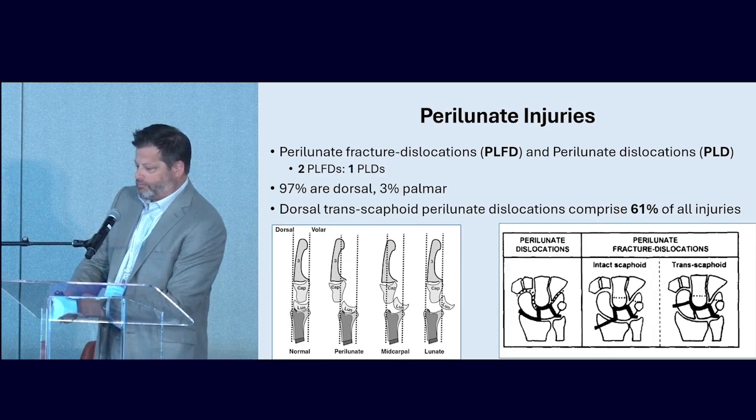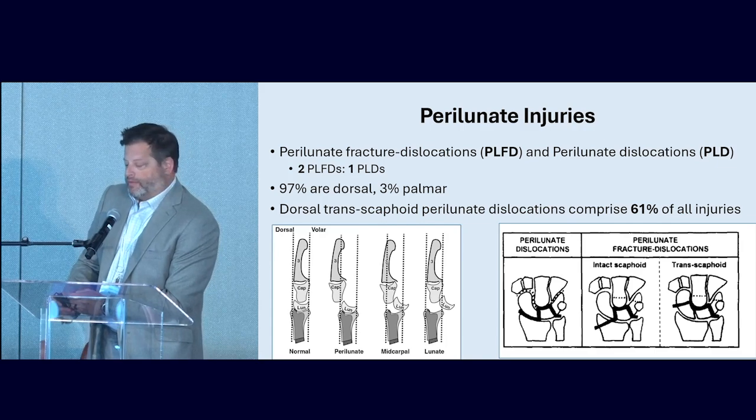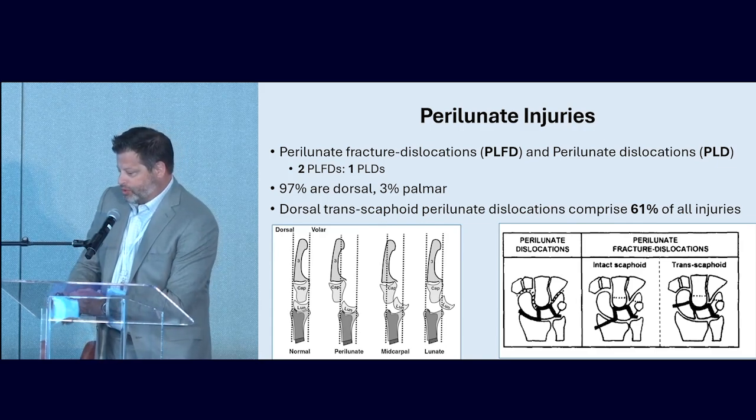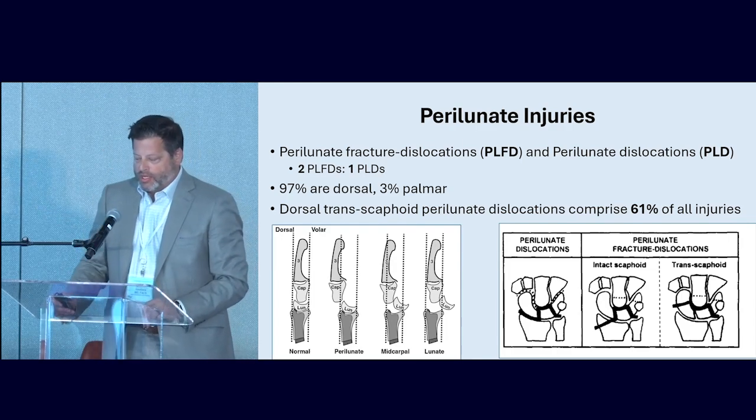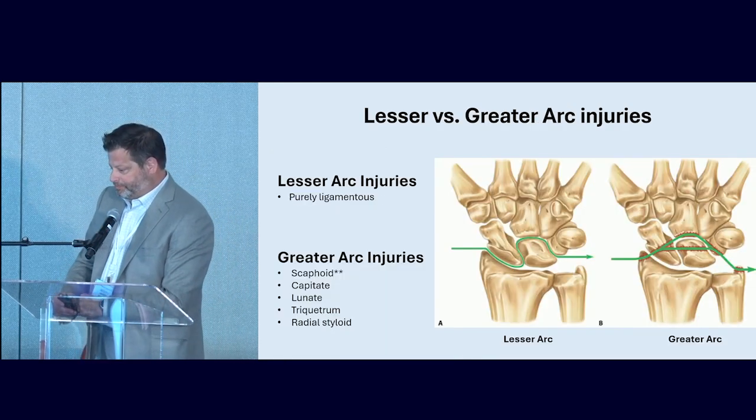When you think about perilunate fracture dislocations versus pure perilunate dislocations, it's a 2-to-1 ratio. 97% are dorsal, 3% are palmar. The dorsal transscaphoid perilunate dislocations comprise 61% of all injuries.